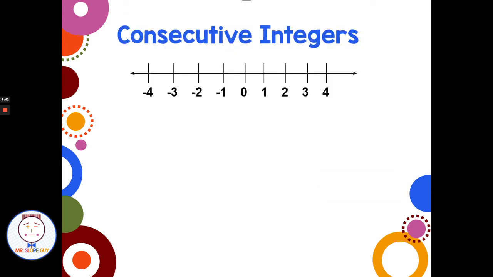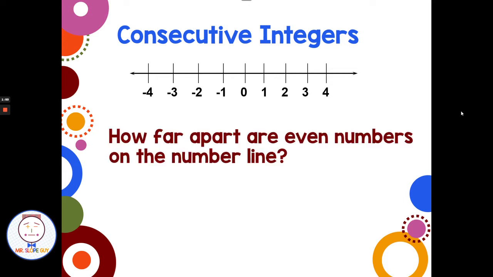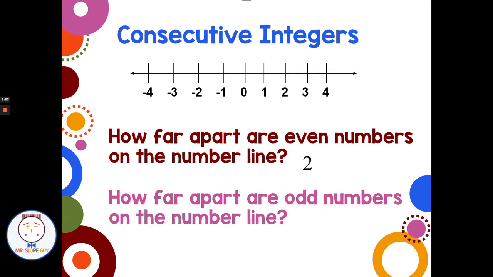Now, let's look at the number line. We've seen the number line for a long time, but let's talk about it as it refers to consecutive integers. If I look at the number line, how far apart are even numbers? Well, even numbers are 2 apart on the number line. And how far apart are the odd numbers? Well, the odd numbers are also 2 apart.